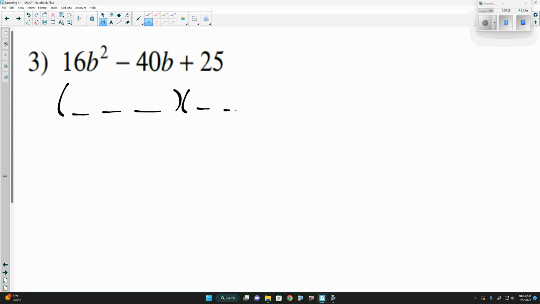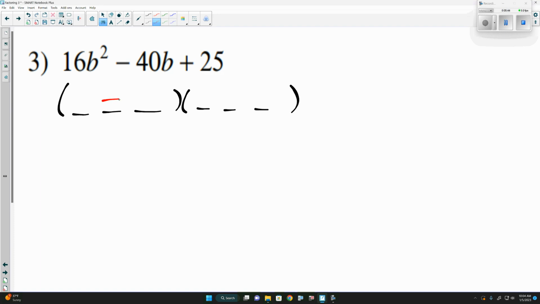So we'll move on to our two sets of parentheses with three spaces. We look at the third term. If the third term is positive, the signs are the same and they match the sign of the middle term. If the third term is negative, the signs are opposite.